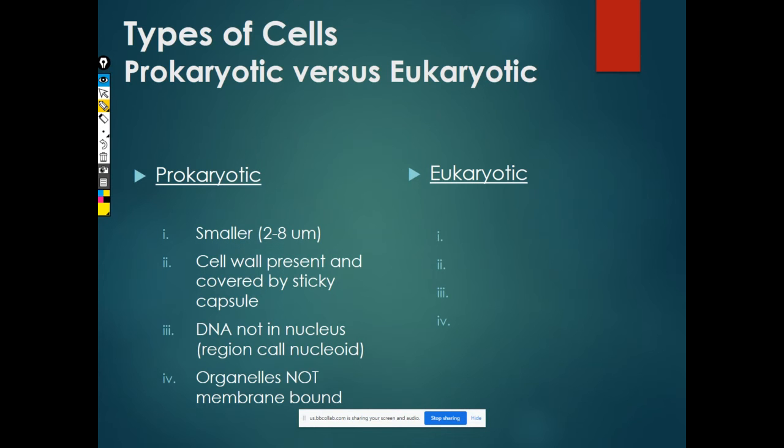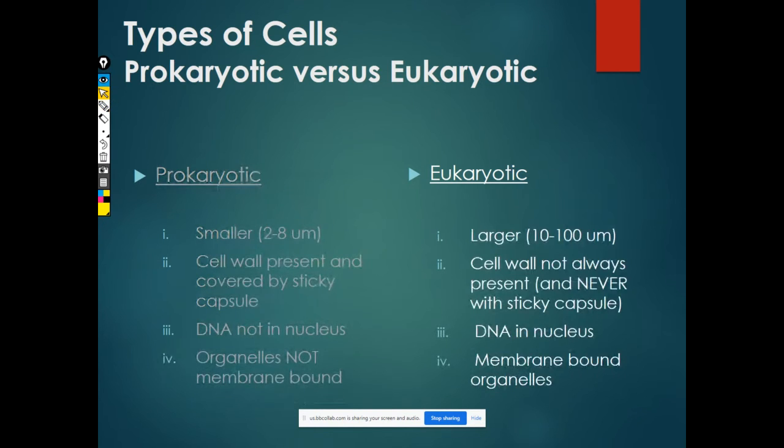Let's compare this to our eukaryotic cells. A good comparison always helps stuff make a lot of sense. Now, our eukaryotic cells tend to be larger. That's easy enough. The big key here, though, is that cell walls are not always present. Things like fungi, not always. Animal cells do not. Your cells do not have a cell wall at all.